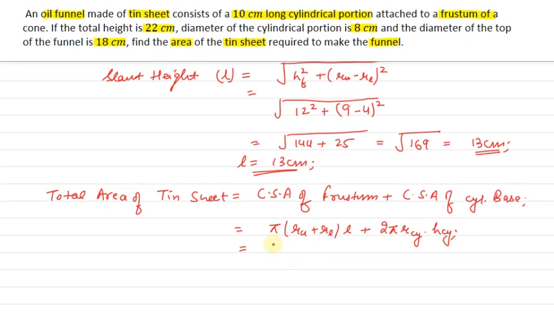So we'll substitute the values. We have pi, R upper is 9, R lower is 4, slant height is 13 centimeter, plus 2 pi, R cylinder is 4 and the height of cylinder is given to you, 10 centimeters, right? So 9 plus 4 is 13, 13 into 13 is 169 pi, plus 4 into 10 is 40, into 2 is 80 pi. So this comes out to be 249 pi centimeter square.